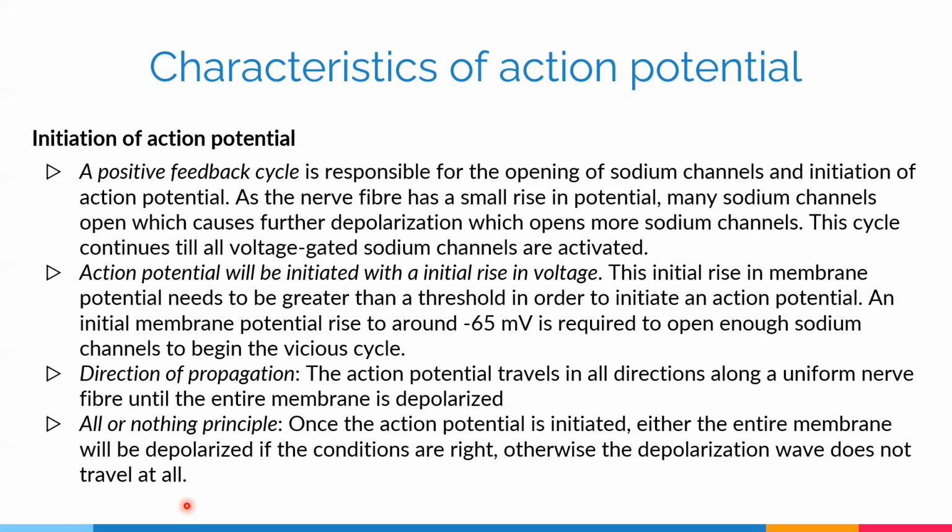But if the threshold is not crossed and the conditions are not optimal for action potential generation, then there will be no depolarization of any part of the nerve fiber, and thus there will be no action potential generated. Thus the final verdict is, if action potential occurs, it will occur for the entire nerve fiber and depolarize every part of the nerve fiber, and there will not be any localized action potential occurring on the nerve fibers.